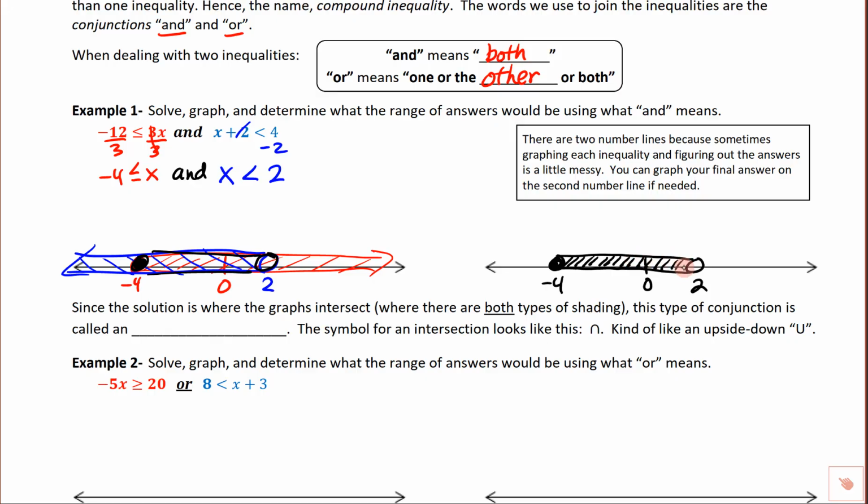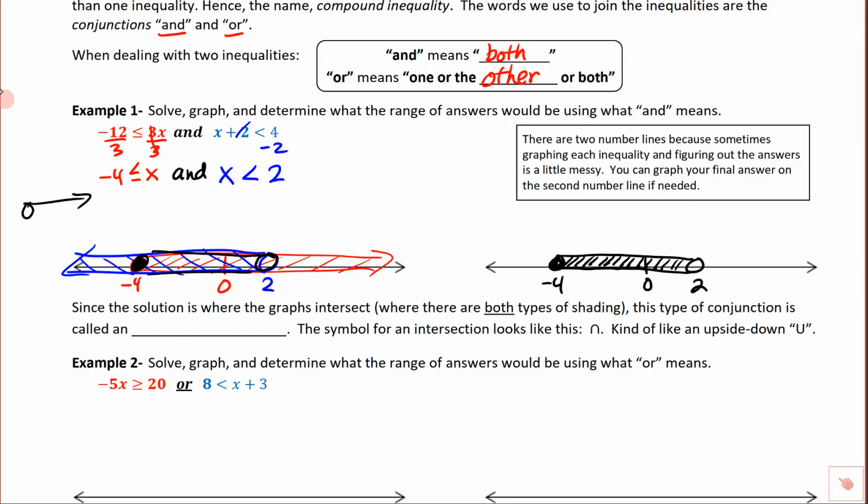Now, I do like this type of shading better than just kind of drawing a line and putting an arrow on it and stuff like that, because I think it makes it a little bit more what we're looking for here. We're looking for the overlap. We're looking for both of them to be true. We're looking for both types of shading.